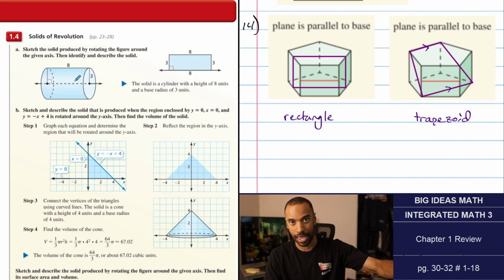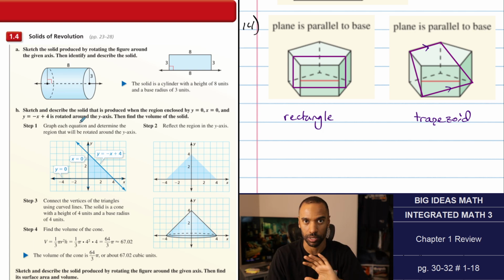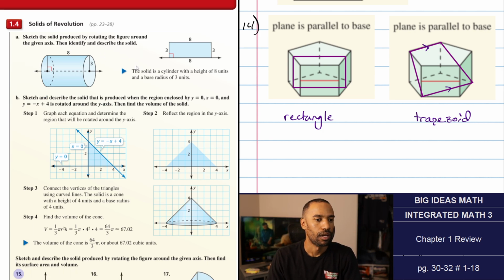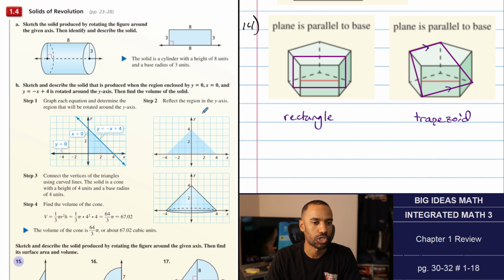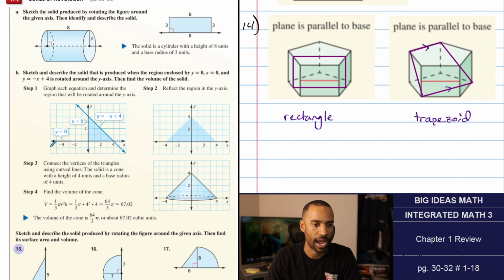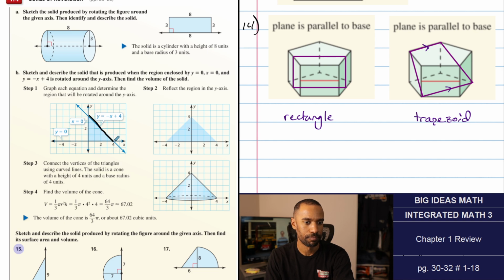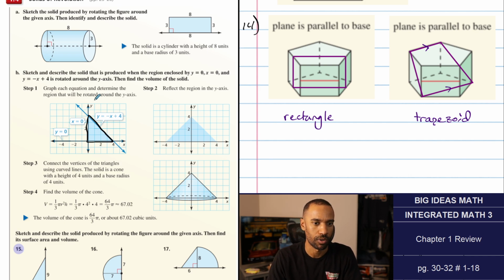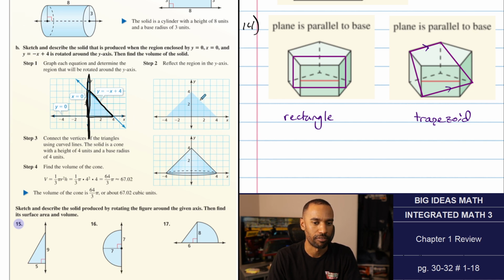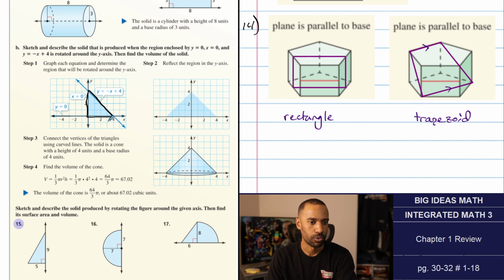That's part A, completely different from part B. These are just two totally separate examples. So there's A. B, sketch and describe the solid that is produced when the region enclosed by y equals 0, x equals 0, and y equals negative x plus 4 is rotated around the y-axis. First of all, the region that bounds that is this one triangle here. They do this reflection piece, not a requirement, just something you can do to draw the rotation, and we do revolve around the y-axis. So they reflect across the y-axis to then create their revolution, which is nice to do. I kind of see why they do that. But yeah, you would rotate it around here.